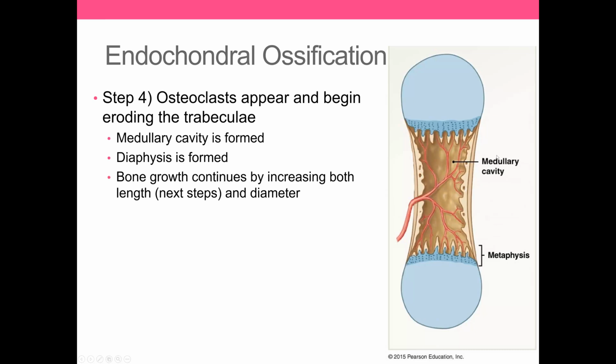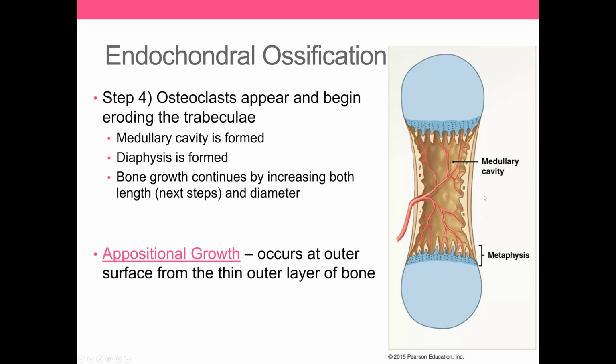Bone growth is going to continue by increasing in length out to the sides, so top and bottom in this picture, and we're going to look at that in the next step. But you can also increase bone growth by increasing the diameter, or making the bone wider. So we're going to look at that for just a second. Appositional growth occurs at the outer layer of the bone, so this very thin outer layer here that we called a bone collar, and it's going to move outward, so it's going to make the bone wider, right? So you see my little arrows? We're going to go this way. That is appositional growth, and that makes the bone thicker or wider.